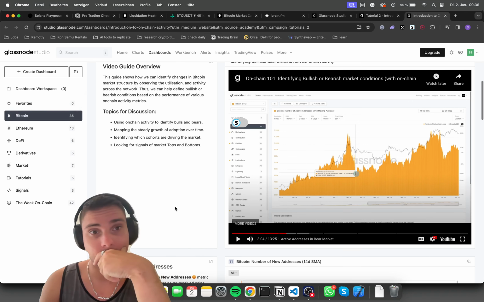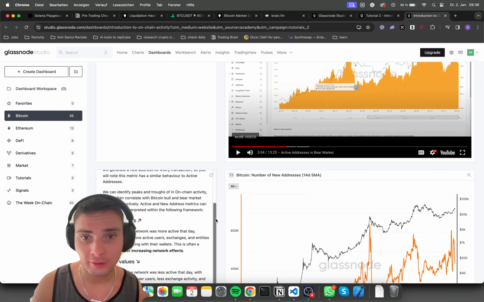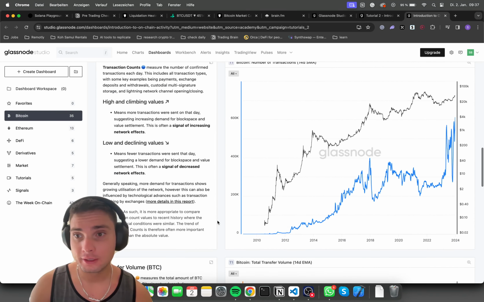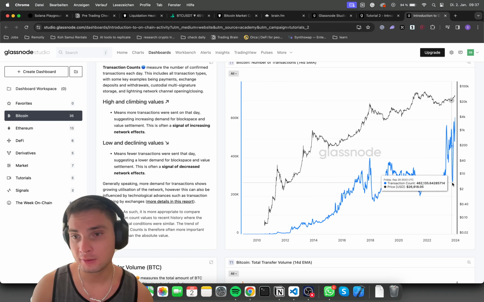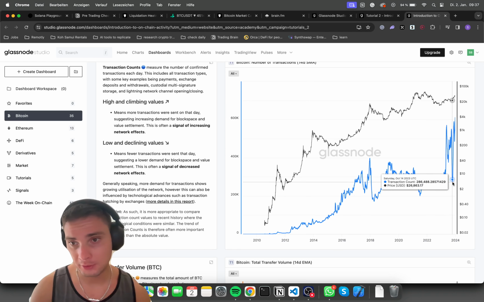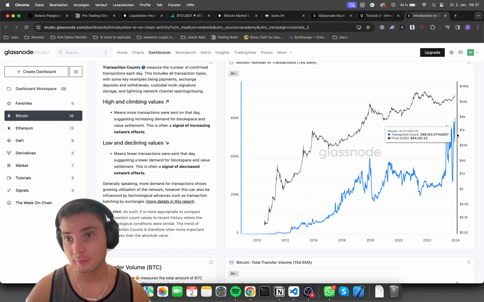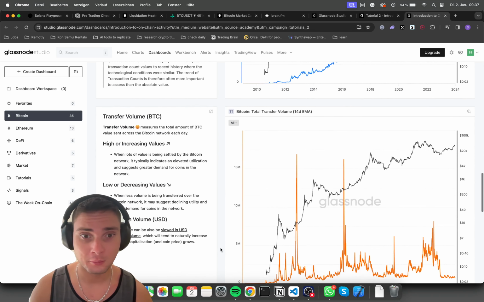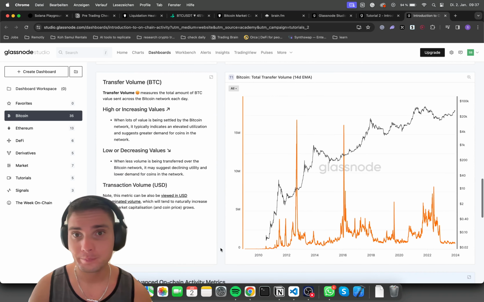Okay, let's continue with the tutorial here first. Number of transactions. Okay, this dip is really interesting, just because it doesn't fit in the pattern here. And other than that, I wouldn't take any market sentiment from it.